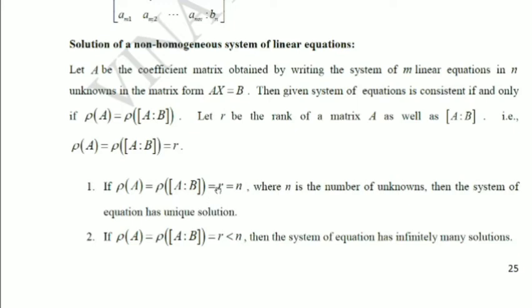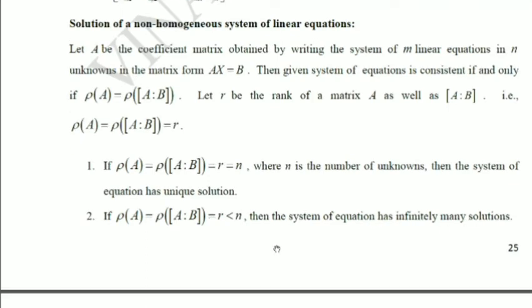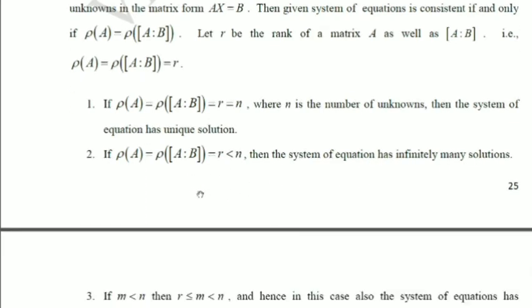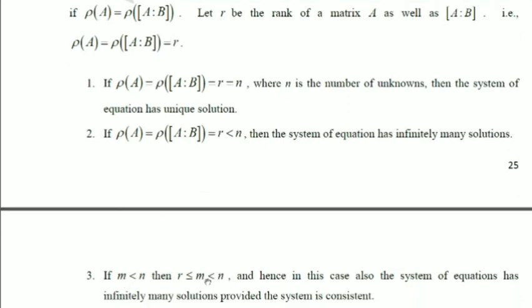So there are two choices. Of course, rank cannot be greater than n. Rank will always be less than or equal to n. That's why we have only two cases: either rank is equal to n or rank is less than n. If rank is less than n, then the system has infinitely many solutions. Suppose the rank is less than m, but we know that m is always less than n. So in this case also, the system will have infinitely many solutions, provided the system is consistent.